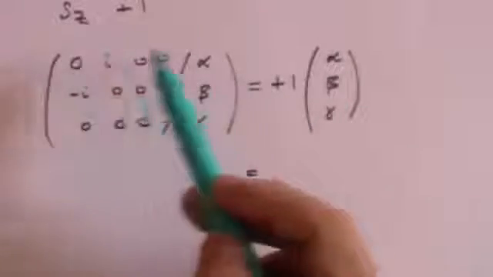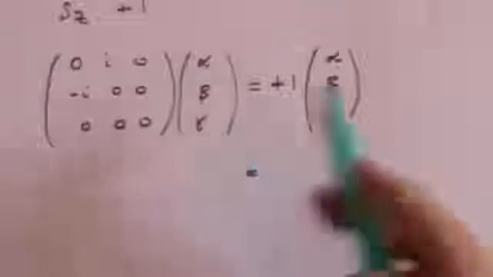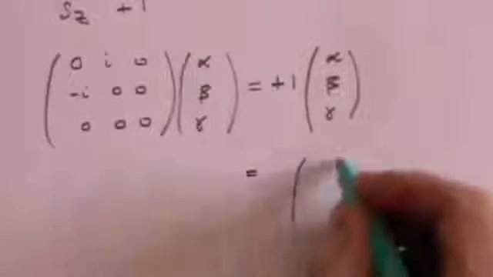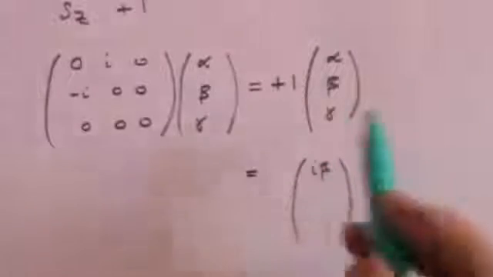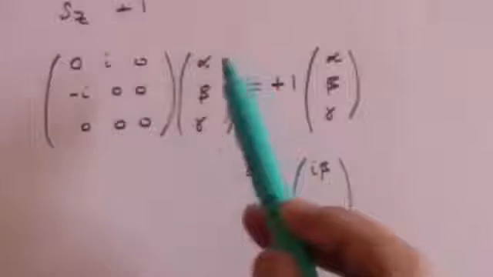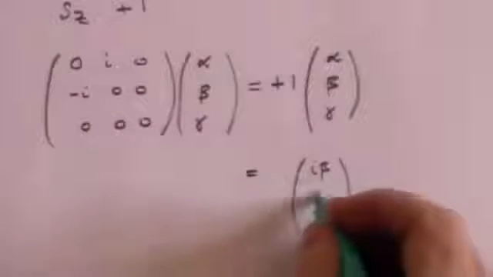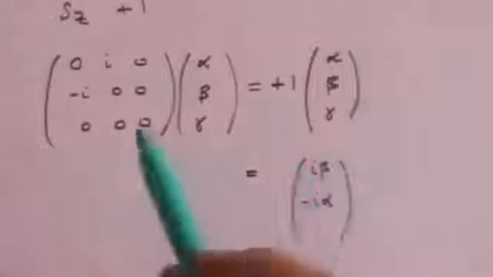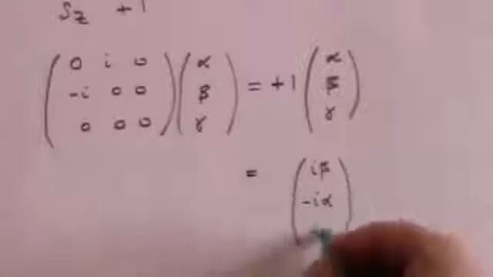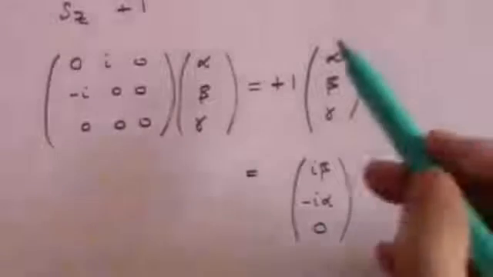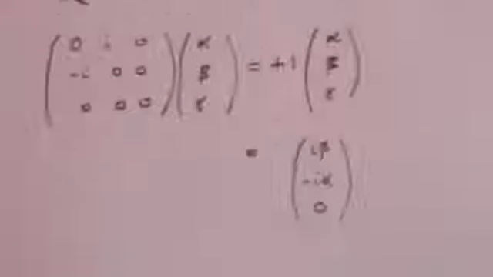Well, you're going to get 0 times alpha plus i times beta plus 0 times gamma. So the top term is going to be i times beta. The next one is going to be minus i times alpha plus 0 plus 0. So that's minus i alpha. And then you're going to get 0, 0, 0, 0. So this has got to equal this, which means the 3 terms must be equal.